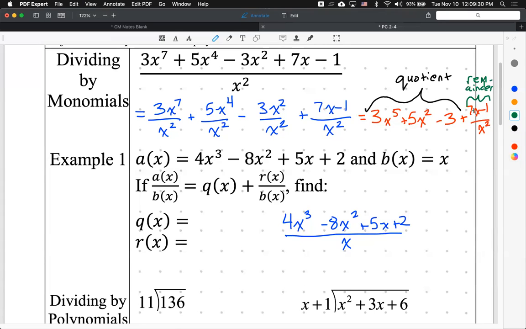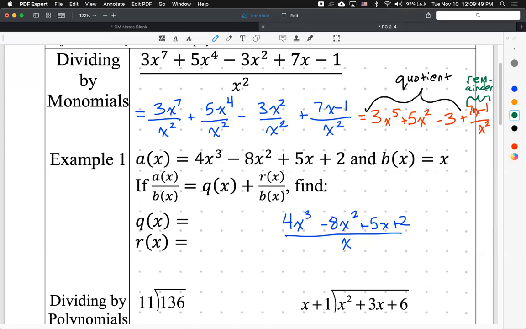So they say, what is the quotient and what is the remainder? They don't care about that b of x on the bottom. Notice it's not asking what is r of x over b of x. They're just asking what is the quotient, what is the remainder? And you guys can probably do this in your heads now because this is x to the power of 1 in the denominator.